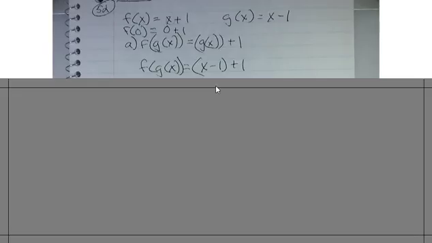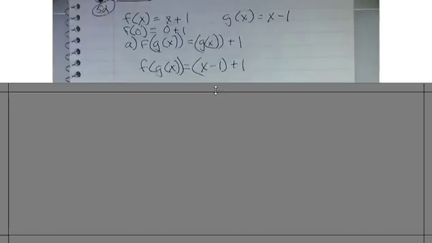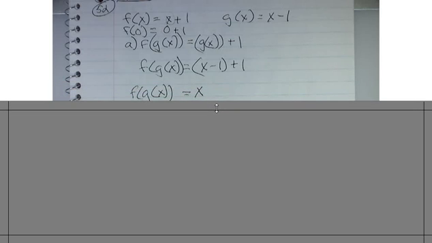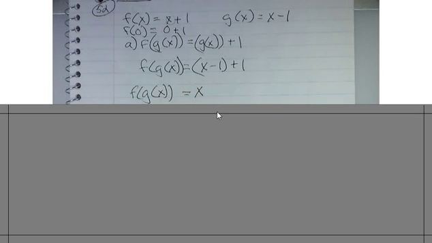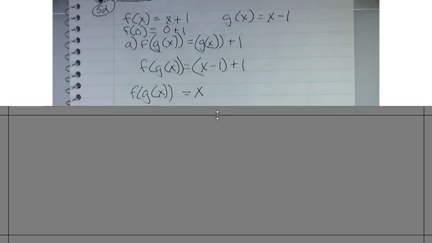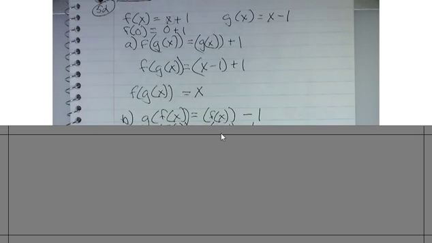So now if I clean that up a little bit, the ones cancel and I get f of g of x is equal to x. Does that make sense? All right, so let's move on to the next one. So now the next one says, hey, what about g of f of x?